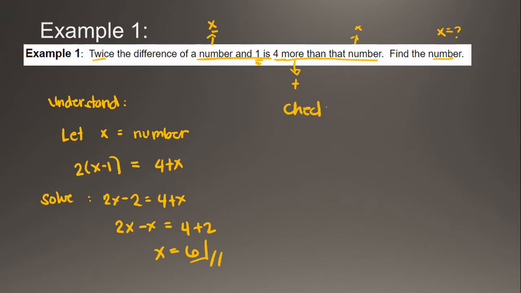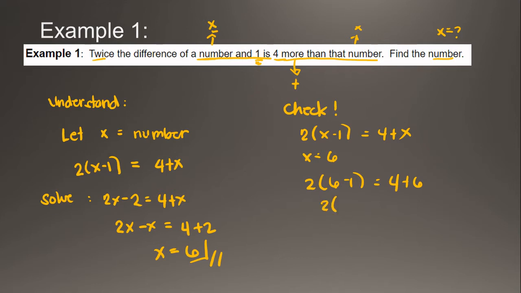Step 4, we're going to look back and check our answer. So, ato ang i-substitute si x sa ato ang equation kung sakto ba siya. So, atong solvon, 2 times 6 minus 1 equals 4 plus 6. So, ato ang isolve. 6 minus 1, we have 5 equals 4 plus 6 is 10. So, 2 times 5 is 10 equals 10. So, sakto siya. Balance ang left and right na side sa equation.